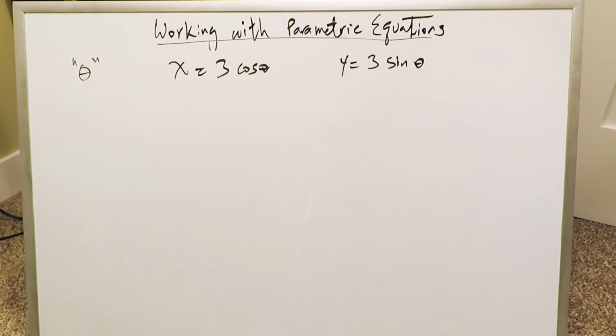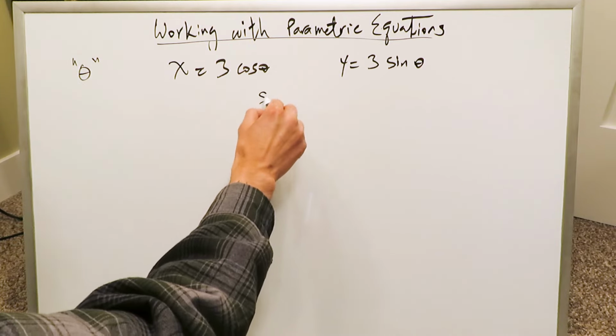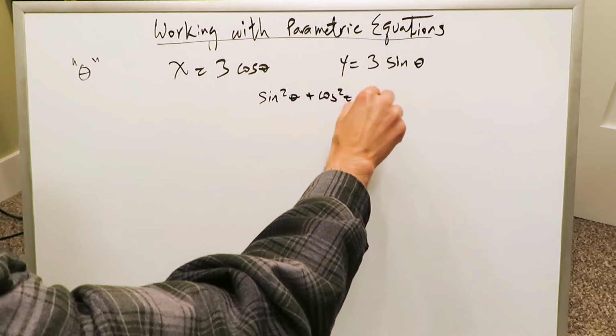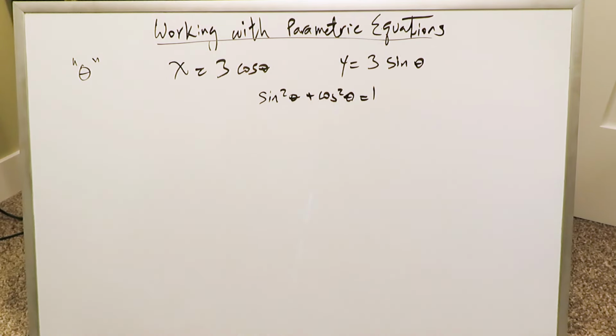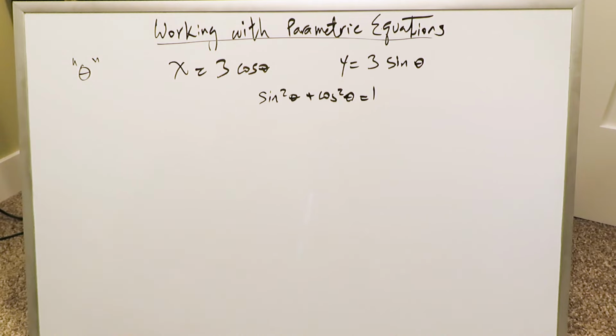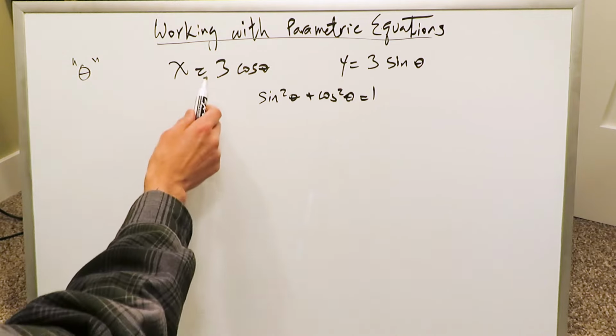When you're seeing instances like this, you should be thinking about this trigonometric identity. Sine squared theta plus cosine squared theta is equal to 1. And this would very well come into play for parametric equations, which will eventually give rise to circles and ellipses. Look what I'm doing over here.